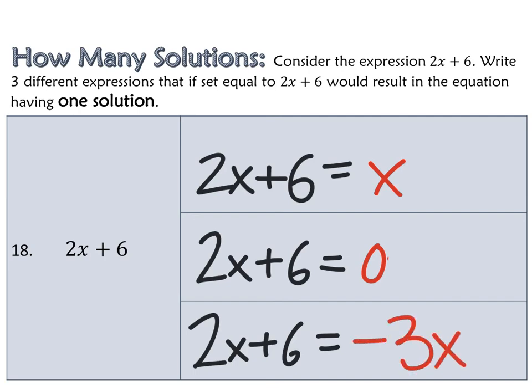All of this works. And then if you, again, felt a little bit creative, you could add something to it. You could subtract something to it. It's not going to matter. As long as the coefficients are different on both sides of the equal sign, you'll have one solution.